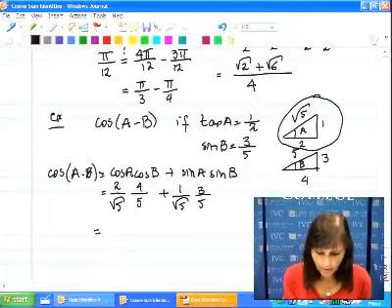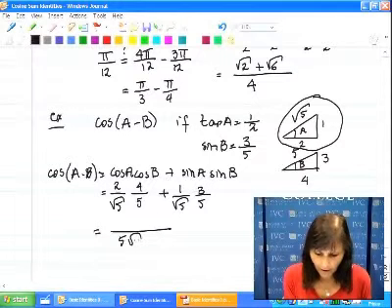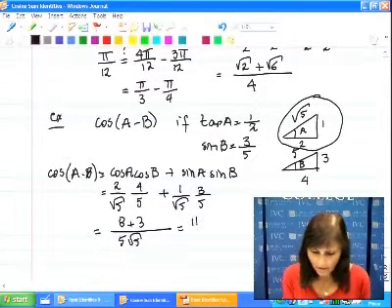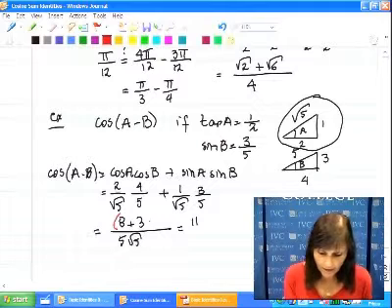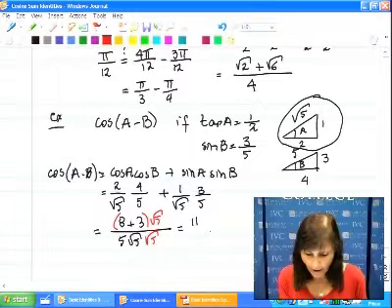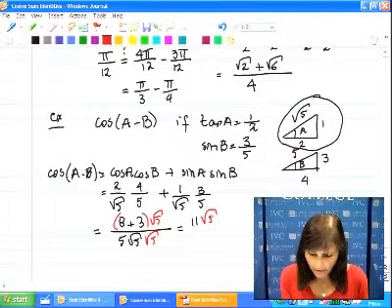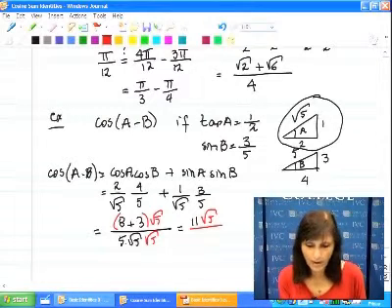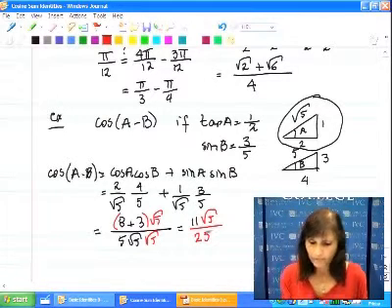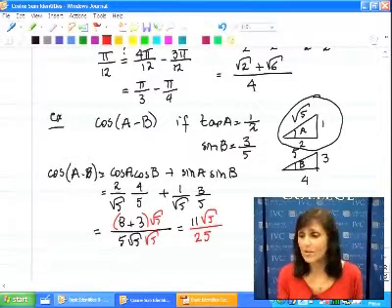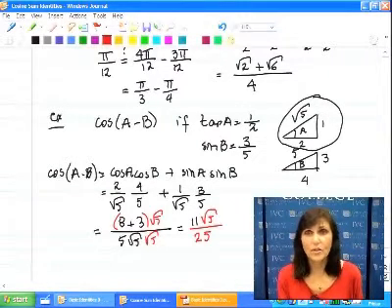Now look what you have. You have 5 rad 5. And then on top you have 8 plus 3, which is 11. Let's rationalize that. You are going to have 11 rad 5 over rad 5 times rad 5. That's 5 times 5, 25. So the problem can be given to you in a more complex way, but since you know your formulas and your angles, you'll be okay.